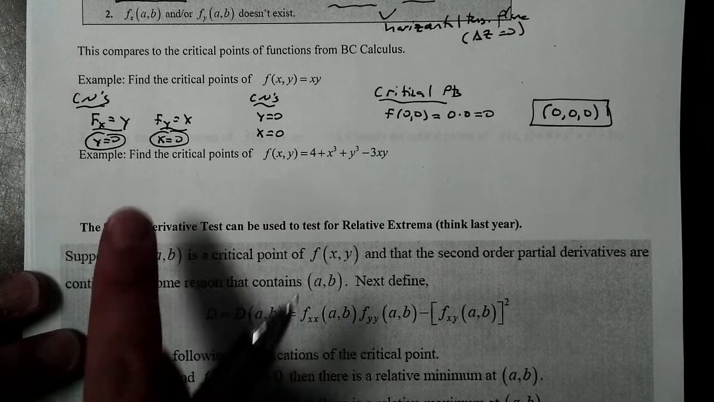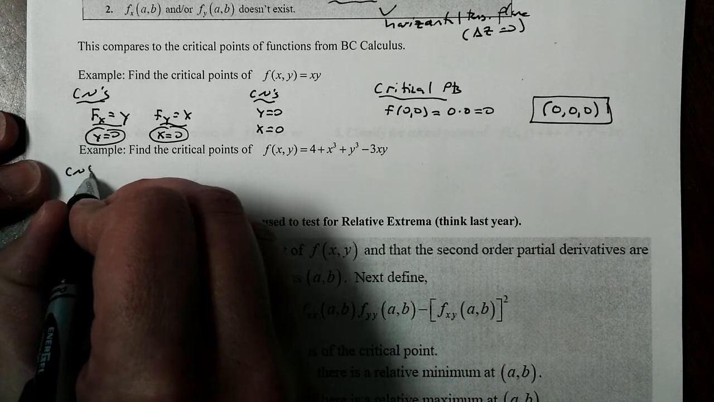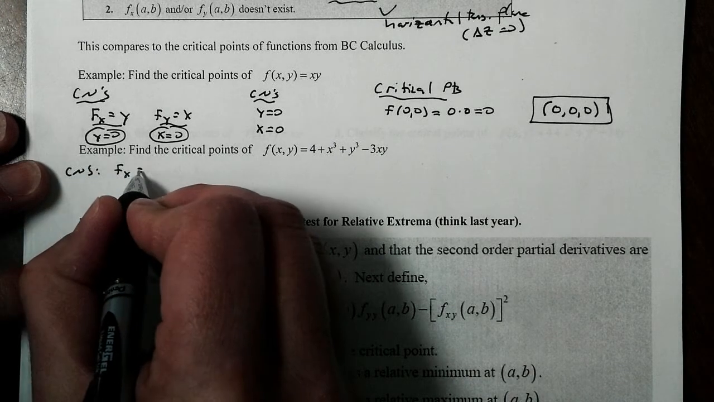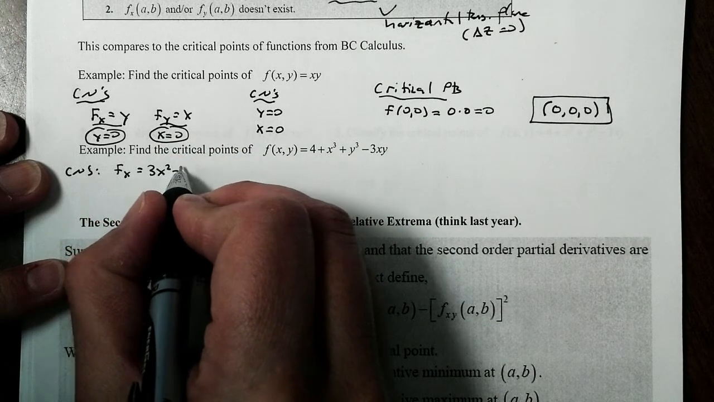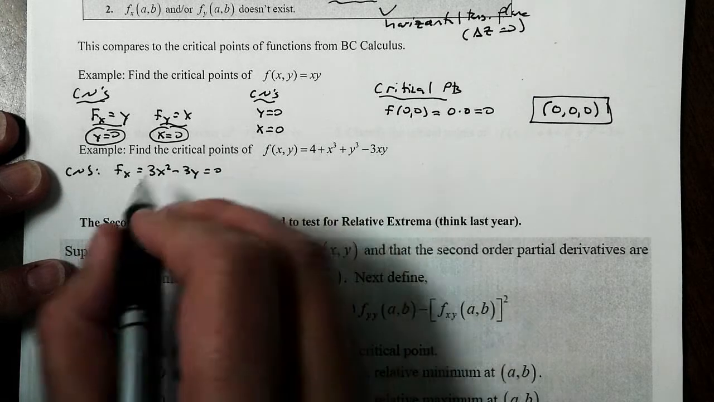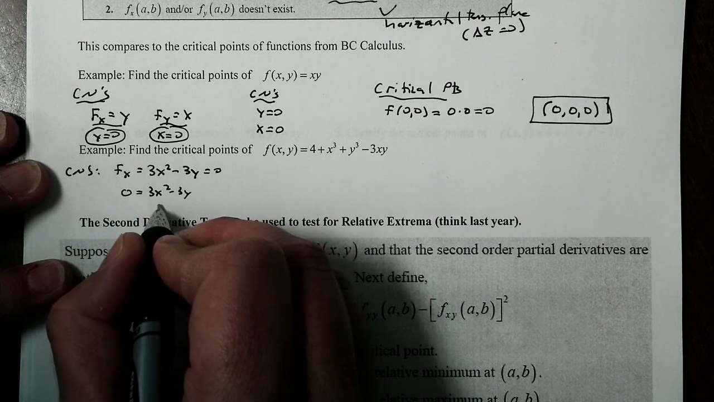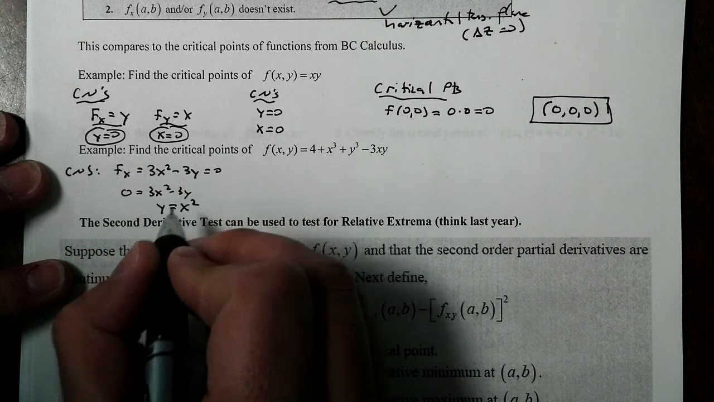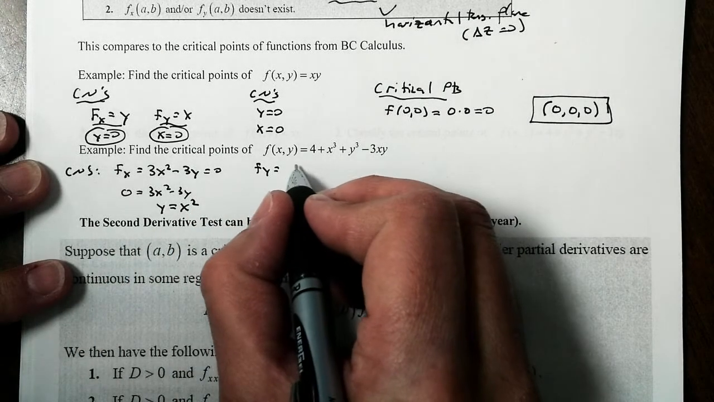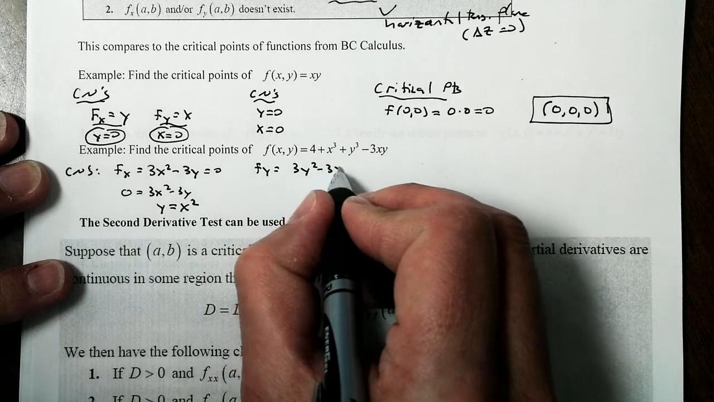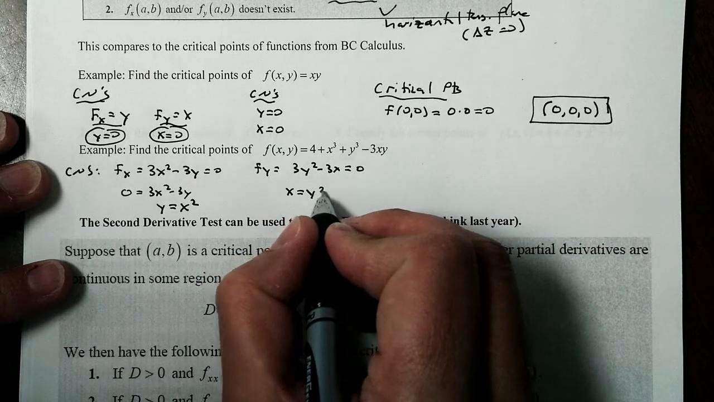So let's go ahead and find the critical points for the following right over here. Again, I just have to find my critical numbers first, and that's just setting my partials equal to 0. If I take the partial with respect to x, we get 3x squared minus 3y equal to 0. And if I set this equal to 0, 3x squared minus 3y, we would get y equals x squared. Find my partial with respect to y, we would get 3y squared minus 3x. And again, if I set that equal to 0, we would get x equals y squared.